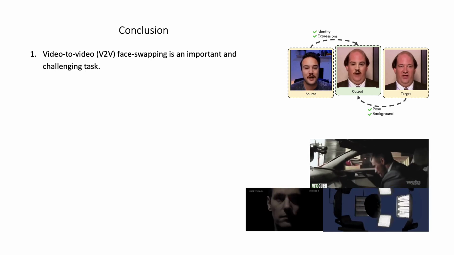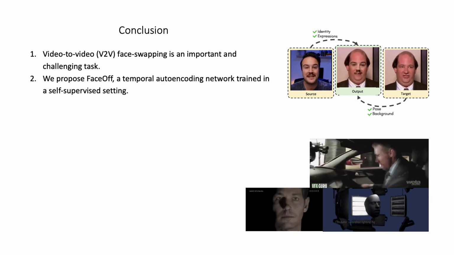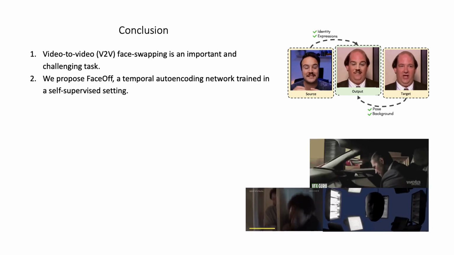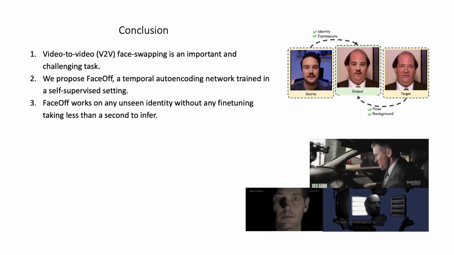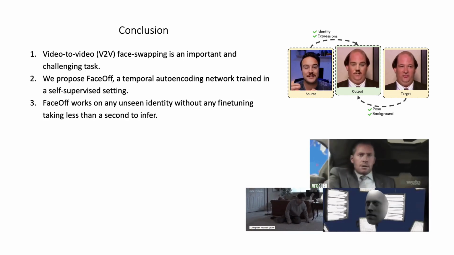V2V face swapping is an important task with many real-life use cases. We propose FaceOff, a video-to-video face swapping system. FaceOff is a temporal autoencoding network that works on any unseen identity directly at inference.